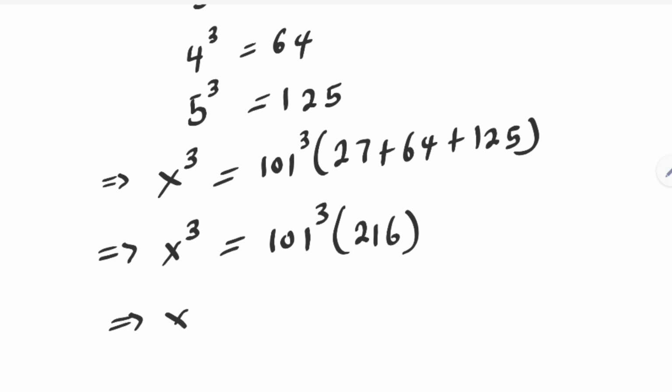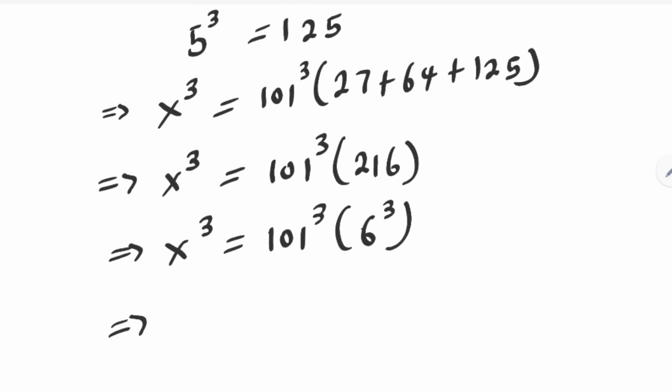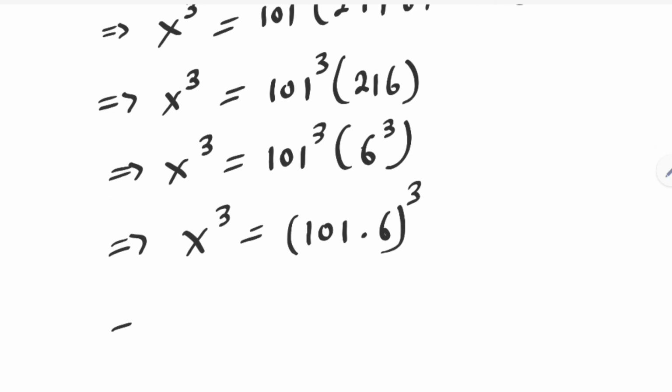Then x raised to the power 3 is equal to 101 raised to the power 3 bracket 216, which is the same thing as 6 raised to the power 3. x raised to the power 3 is equal to 101 multiplied by 6, because of the same power, 3 raised to the power 3. x raised to the power 3 is equal to 101 multiplied by 6, that is 606 raised to the power 3.